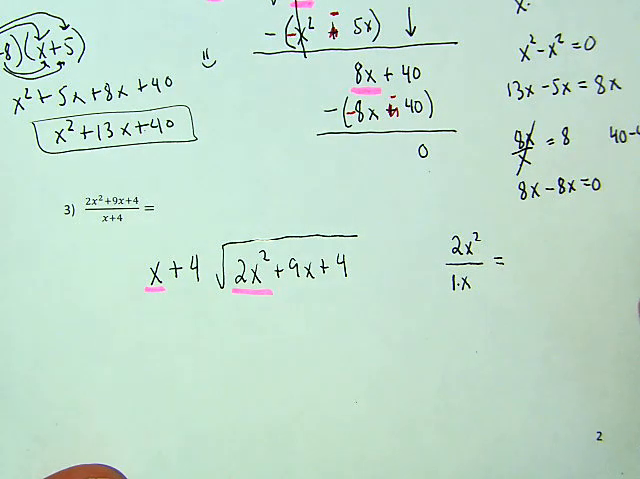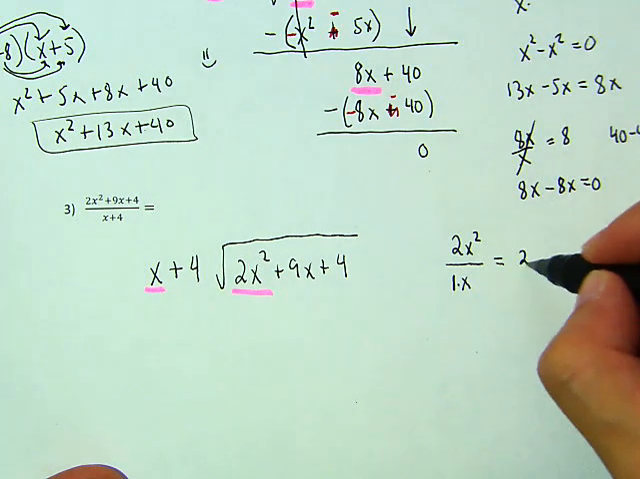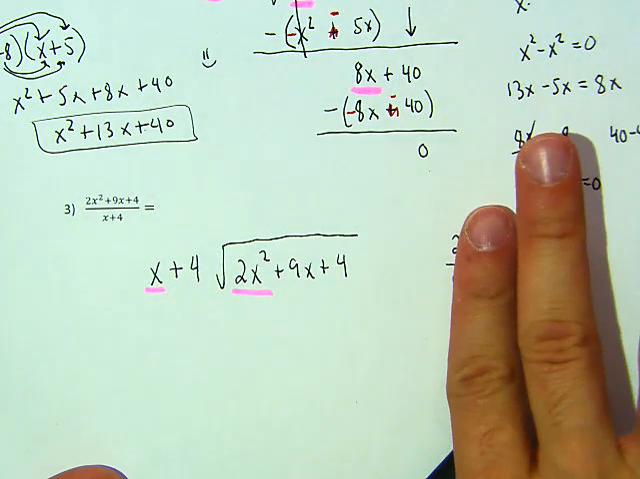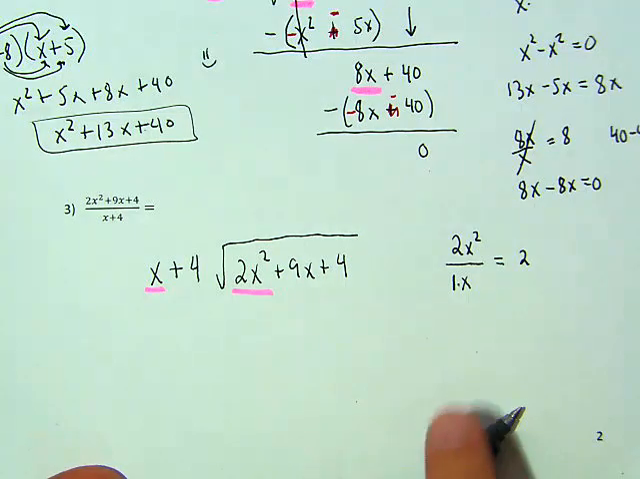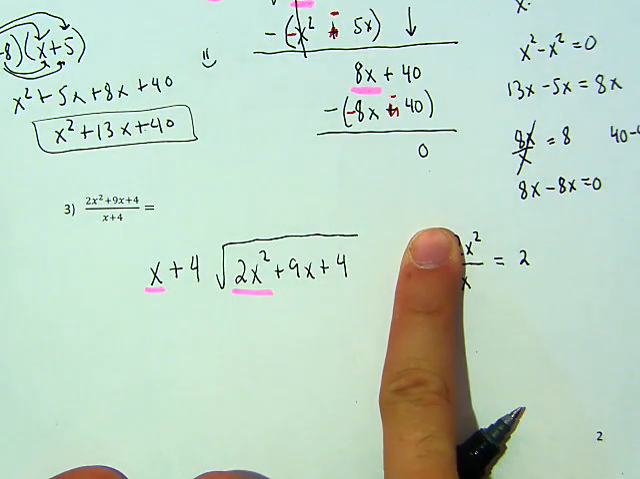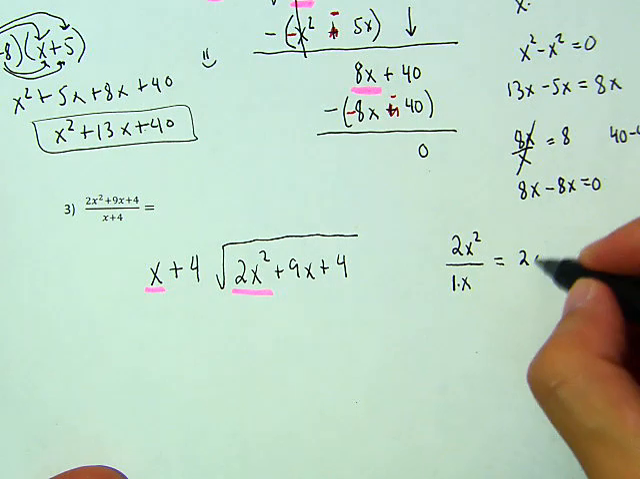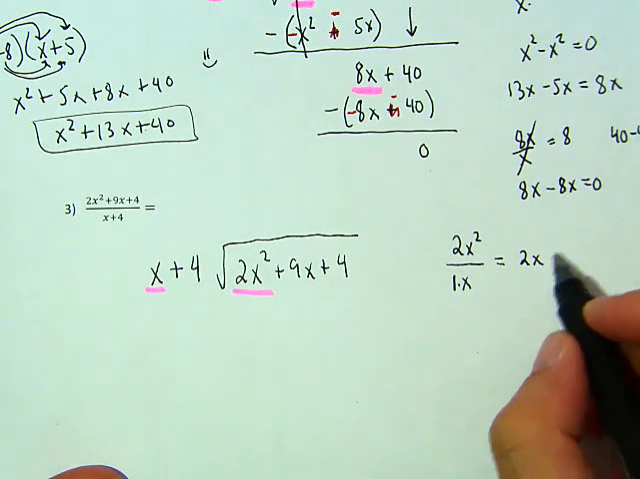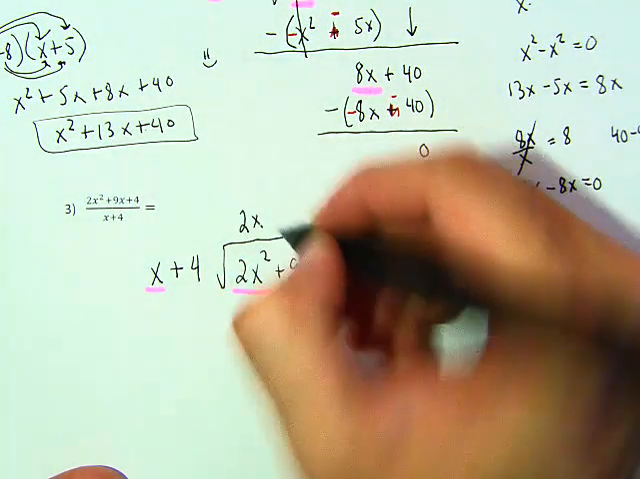So what's 2 divided by 1? Like, what is 2 divided by 1? That's 2. So this part over here is 2. Okay? That's 2. But what about this part over here? What's x squared divided by x? That's just x. And we've done that a few times. So this is 2x. So I put a 2x here.